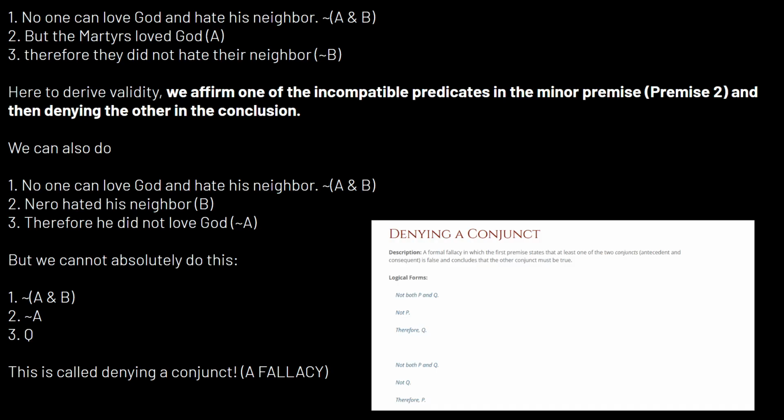So, for example, if it is not the case that A and B, then in premise 2 we suppose not A, and then we say Q is true. This is called denying a conjunct, which is a fallacy, by the way, and I put it on the screen, and its logical form goes like this. It is not the case both P and Q, not P, therefore Q. And as you can read, there's a description on the top.